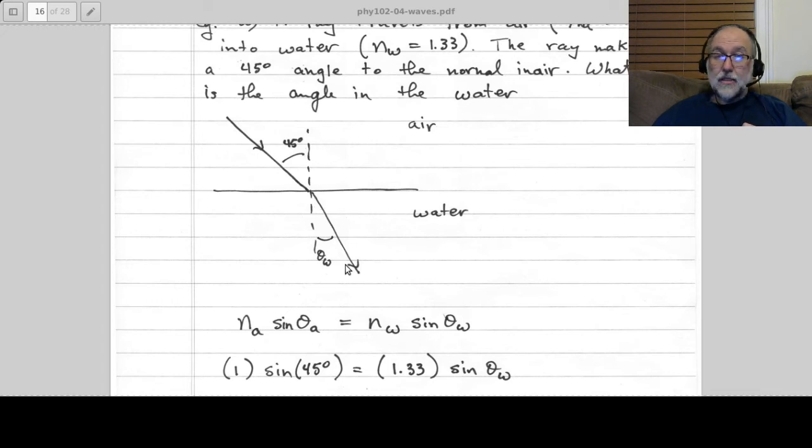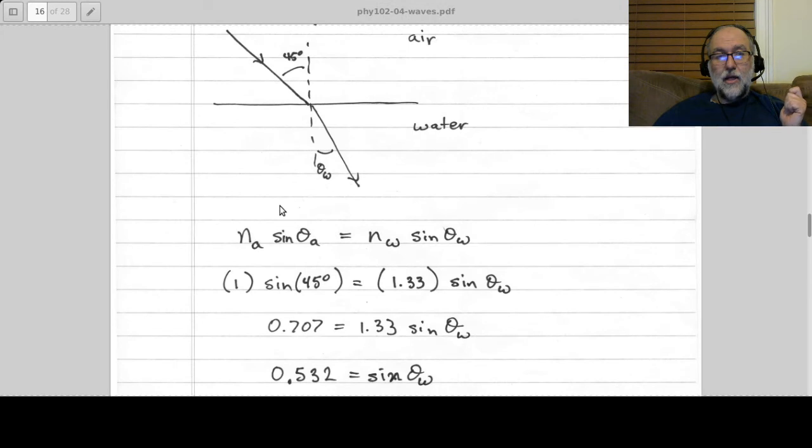And then it bends, and it'll actually bend towards the normal. It turns out that the ray bends towards the normal in the material with the bigger n, the bigger index of refraction. So this theta w is actually going to be smaller than 45 degrees, okay? And so that formula, Snell's law, looks like this, replacing 1 and 2 with air and water.